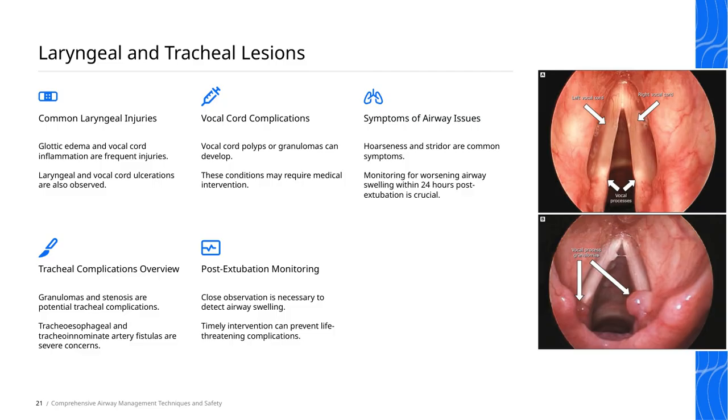Timely intervention can help prevent life-threatening complications, so monitoring is key. Once the patient is extubated, post-extubation monitoring becomes essential. Granulomas and stenosis are potential tracheal complications that can develop over time, and severe issues like tracheoesophageal or tracheoinnominate artery fistulas, although less common, are serious concerns we need to watch out for.